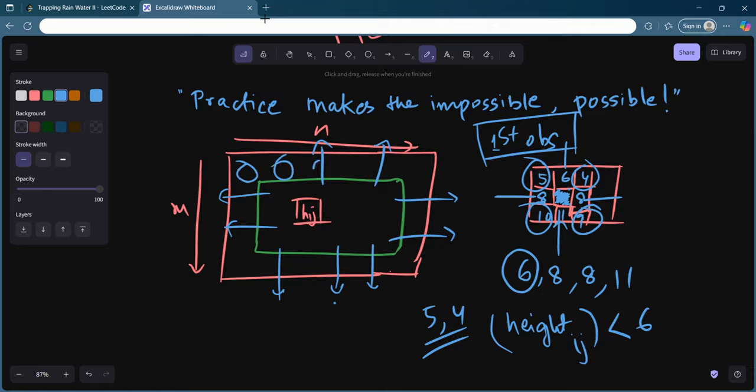So among all of these cells, whichever has the minimum height, you go to that, because that will only ensure whether the water is stopping or not. Because you need to be lower than that. Now you go to the minimum height.